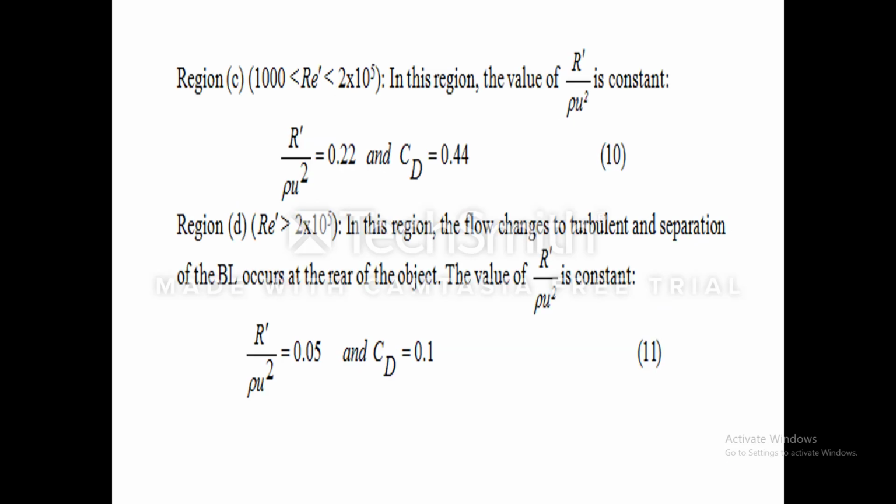Region C: Reynolds number larger than 1000 and less than 2 times 10 to the 5. In this region, the value of r dash over rho u square is constant, which will be 0.22, and CD equals 0.44. Region D: Reynolds number greater than 2 times 10 to the 5. In this region, the flow changes to turbulent and separation of the boundary layer occurs at the rear of the object. The value of r dash over rho u square is constant, 0.05, and CD is 0.1.